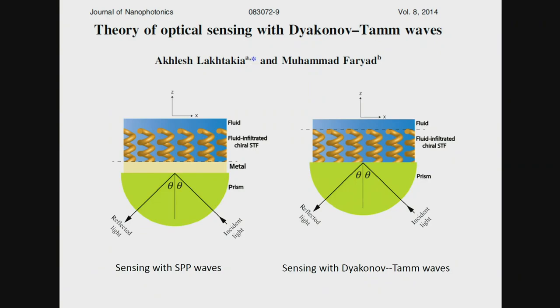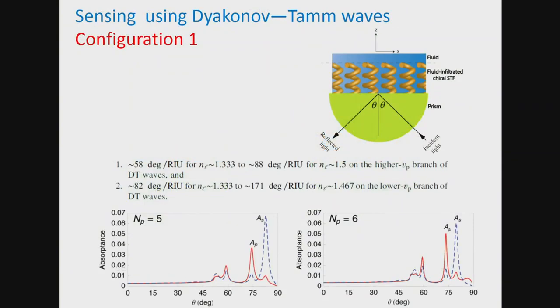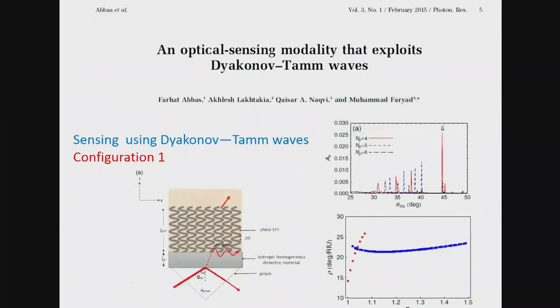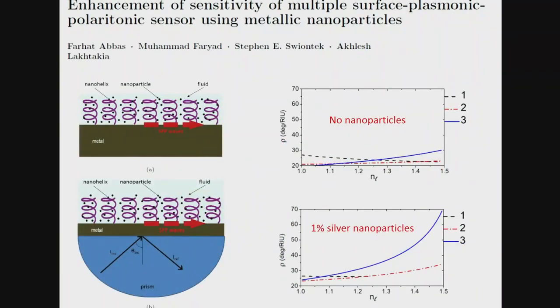So with Dyakonov-Tamm waves, we can actually increase the sensitivity, and we have shown theoretically that the sensitivity is much higher using Dyakonov-Tamm waves than using plasmonic waves. We can go to, let's say, 82 degrees or 58 degrees instead of about 30 degrees per RIU. So this is the same thing in configuration 1, where we have this anisotropic dielectric here and the other dielectric on the other side. And we have this other configuration.